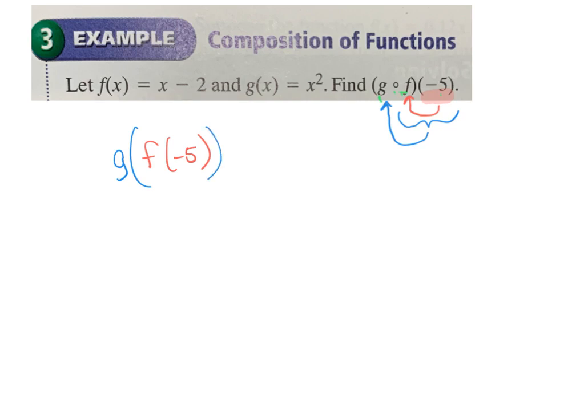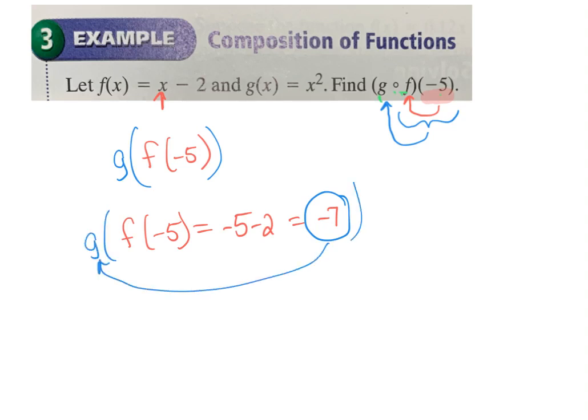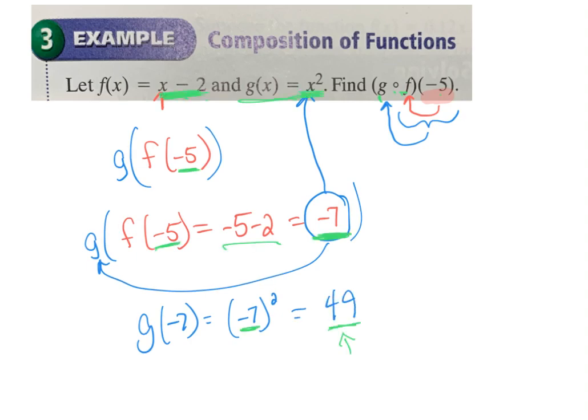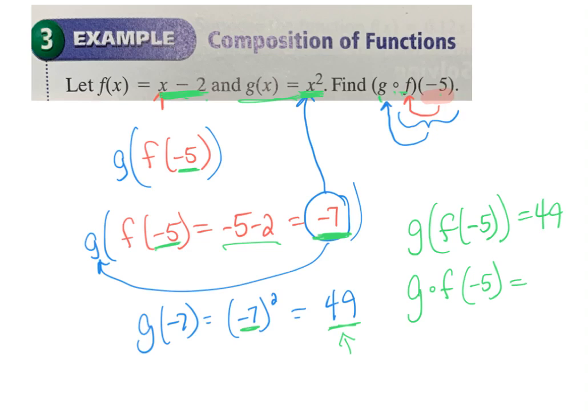So first, f of negative 5. That just means evaluate, so plug it in here. Negative 5 minus 2 equals negative 7. I'm going to take that answer and put it into my g function. So g of negative 7 would be negative 7 squared, or positive 49. So that means g of f of negative 5 equals 49.